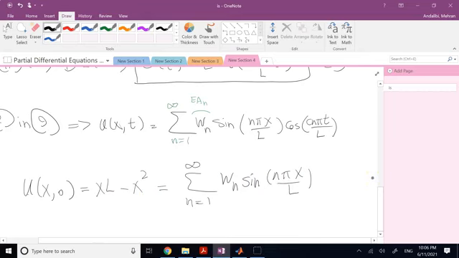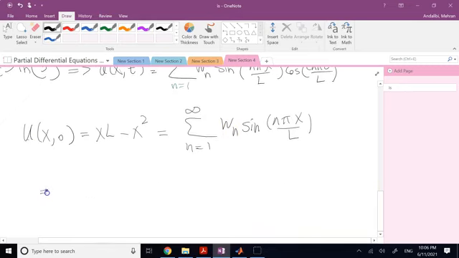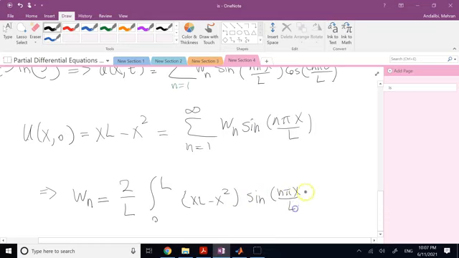And find these w of n's. And you know from your Fourier series knowledge, if you forgot, please watch my video on Fourier series, that these wn coefficients will be basically 2 over L integral from 0 to L of whatever this function is, xL minus x squared, times the sine function dx.